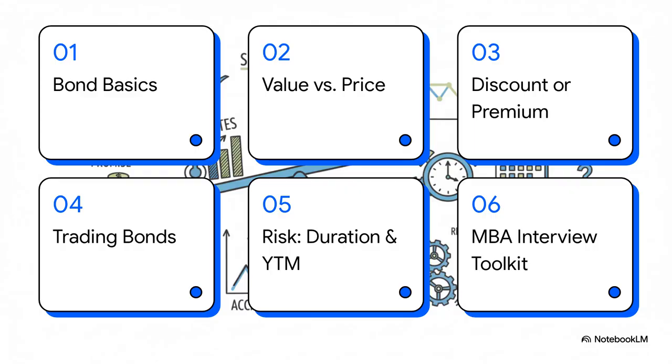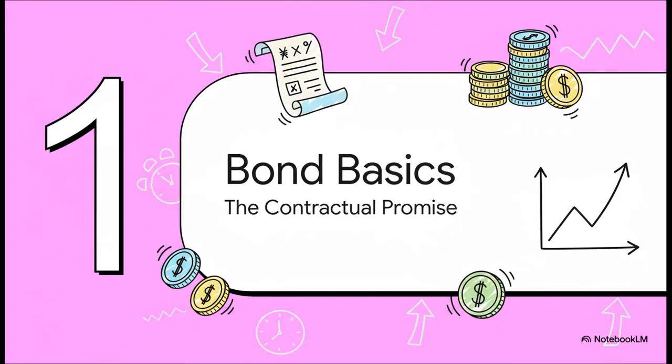So here's our game plan. First, we'll nail down the basics. What exactly is the promise a bond makes? Then we'll see how its value and price dance around on the market. We'll learn the story that a bond's price tells you, look at the nitty-gritty of how it's traded, uncover a huge risk hidden in plain sight, and then we'll wrap it all up into a neat little toolkit you can use. Okay, let's start at square one, the promise.